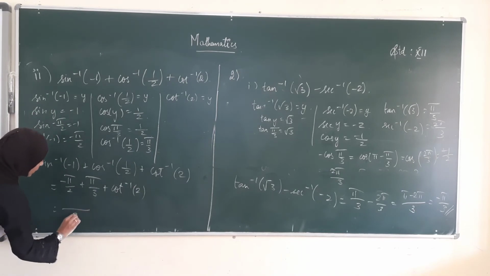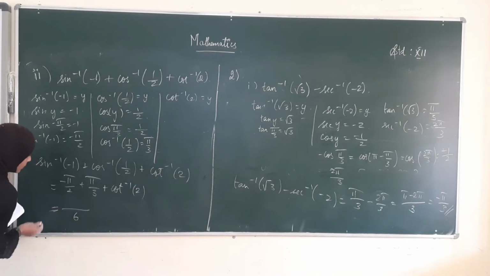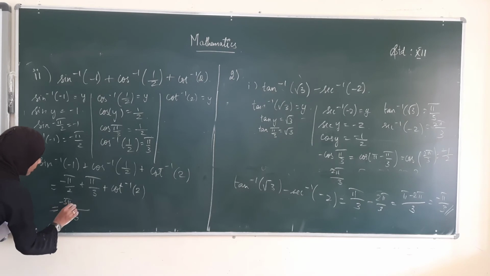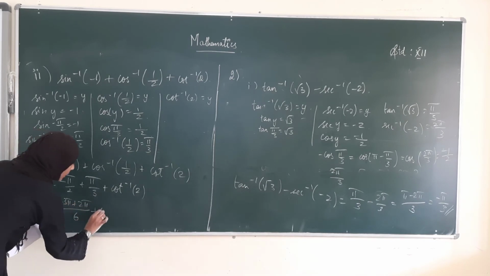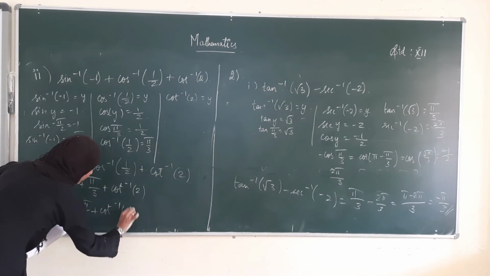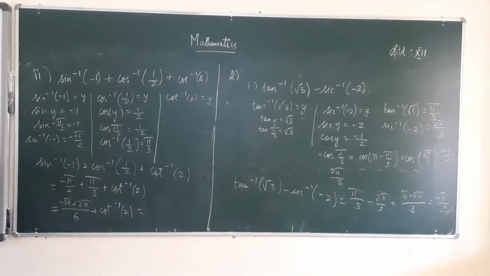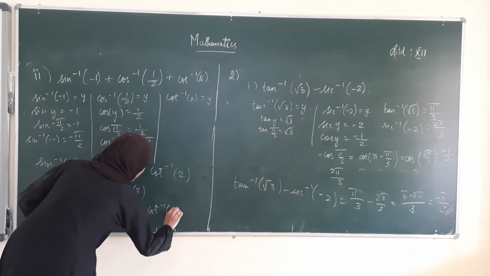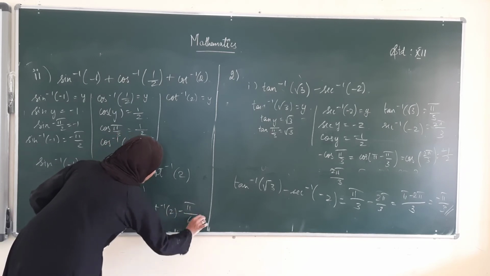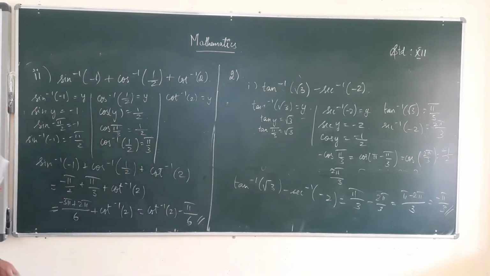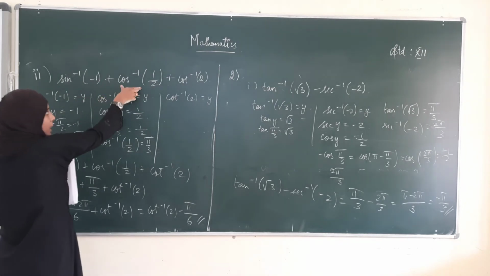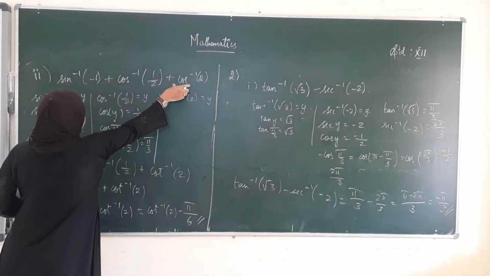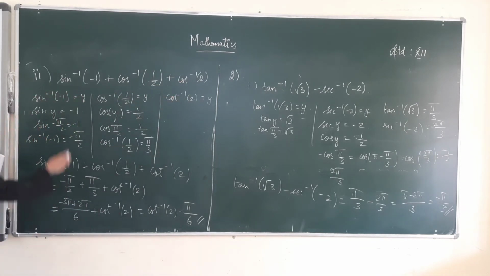So, the LCM of these 3 is 6. So, here it is minus 3 pi plus 2 pi plus cot inverse of 2, that is minus 3 pi plus 2 pi is minus pi. Therefore, cot inverse of 2 minus pi by 6. This is the value of the given expression. So, we have found the value of this separately, and you have to find the value of this separately, and you have to find the value of this separately, then add the values. Okay, you will get the answer.